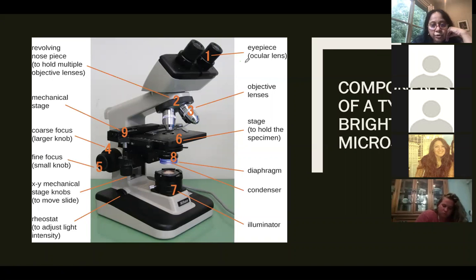That's the first one. The second group is the objective lens, over here. And the third one is over here. You can see that lens, that's called the condenser. These are the three sets of lens we use: the ocular, objective, and condenser.